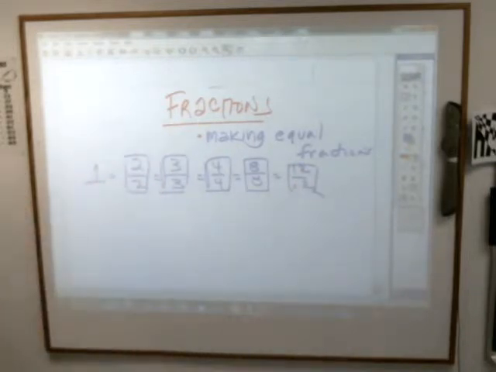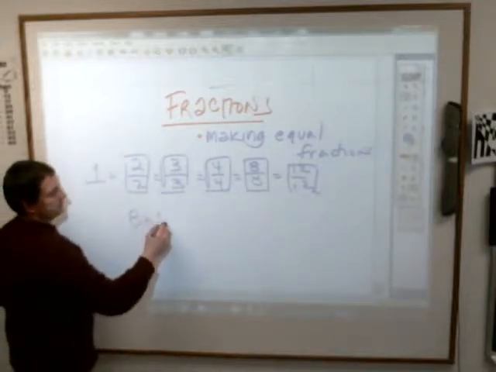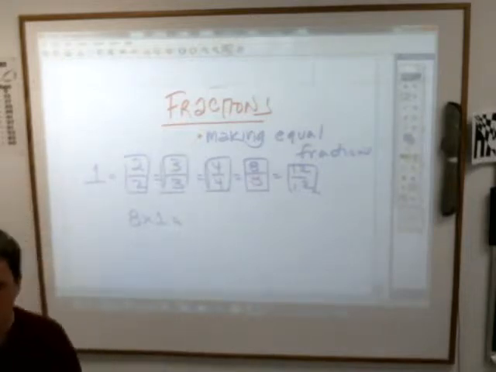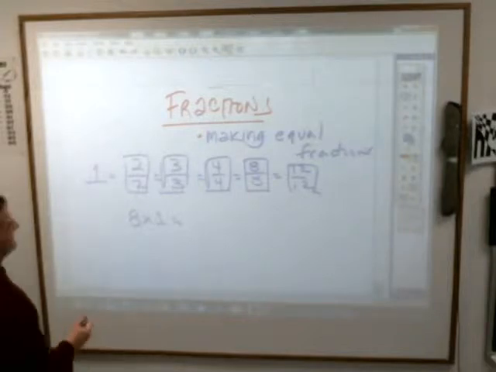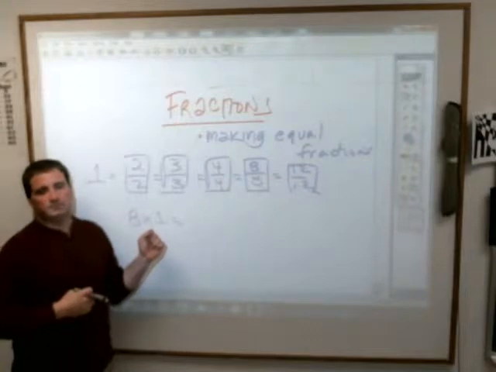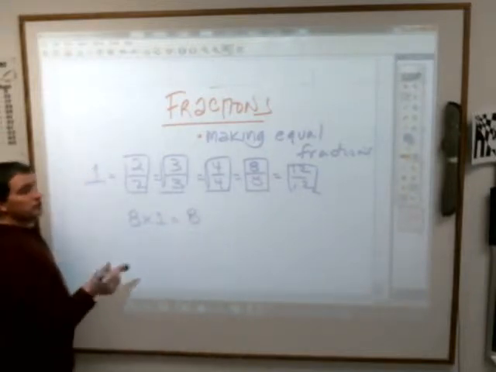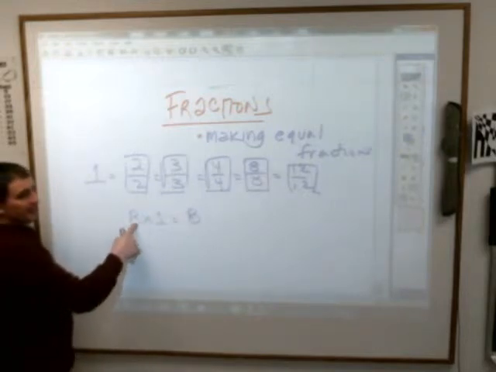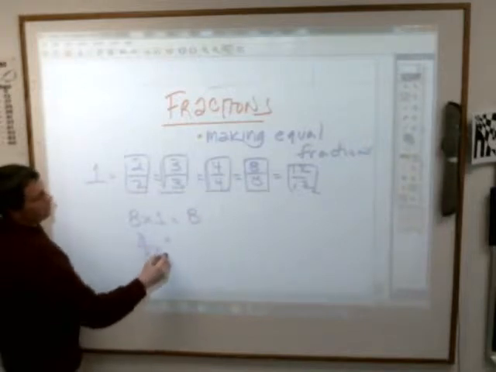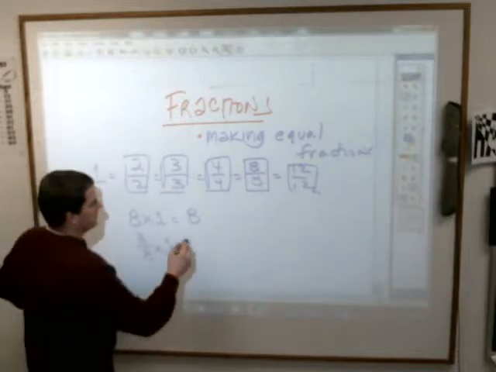Now, what happens anytime I multiply something by 1? Let's say I have 8 times 1. It's actually a property in math, the multiplication of one property. It's probably called the identity property, but that doesn't matter. What happens anytime you multiply something by 1? It's that number. It stays the same, right? Now, that's true whether it's a whole number or a fraction. 3/8 times 1 is going to give me, I know it's a hard one here, 3/8, right?